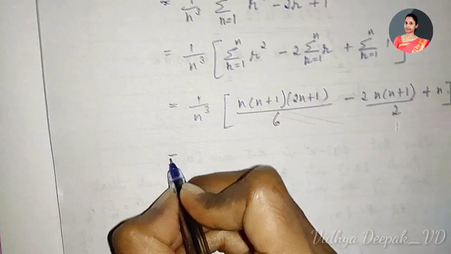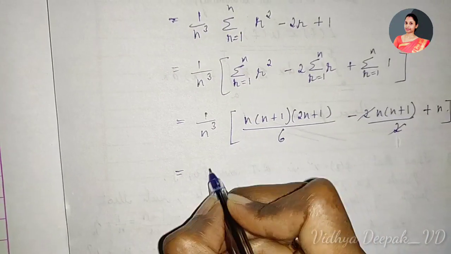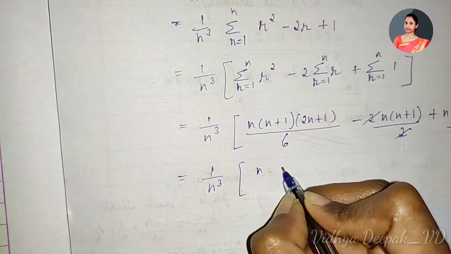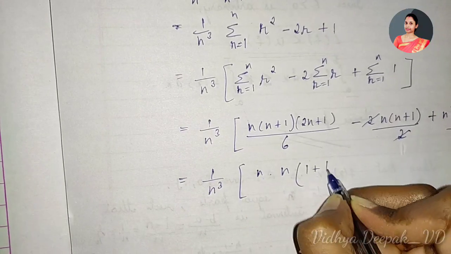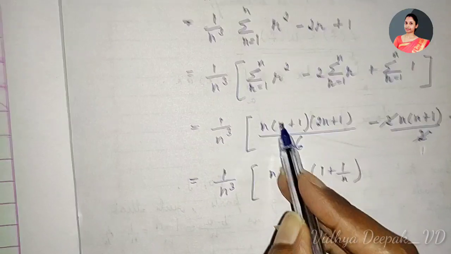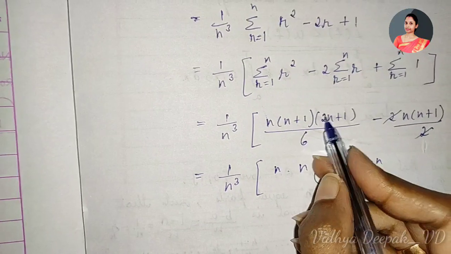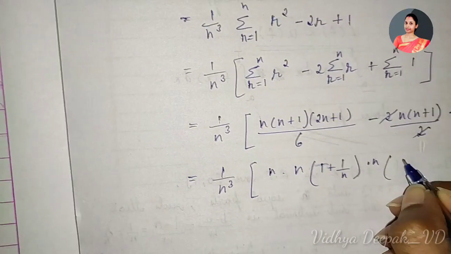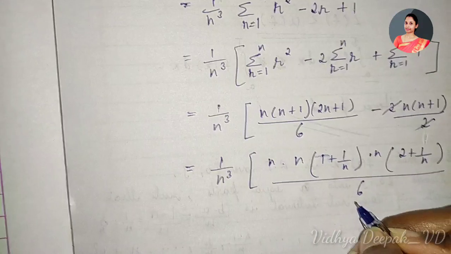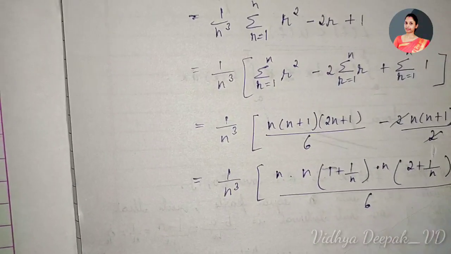Okay, now simplify this. So simplifying, what do we get? We keep 1 by n cube outside itself. We have n into 1 plus 1 by n, if I take n common outside from this. Again, I am taking n common outside from this one also, and I get 2 plus 1 by n whole divided by 6 plus n. Same thing, I am retaining this plus n.